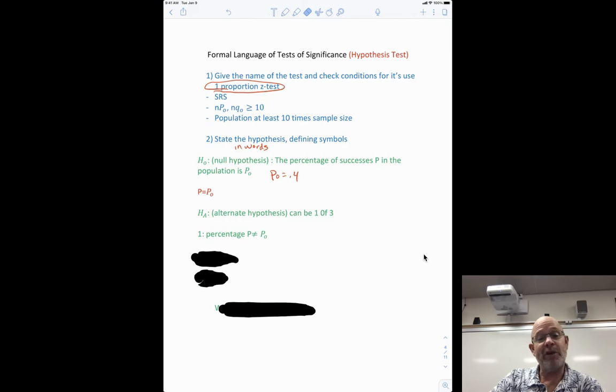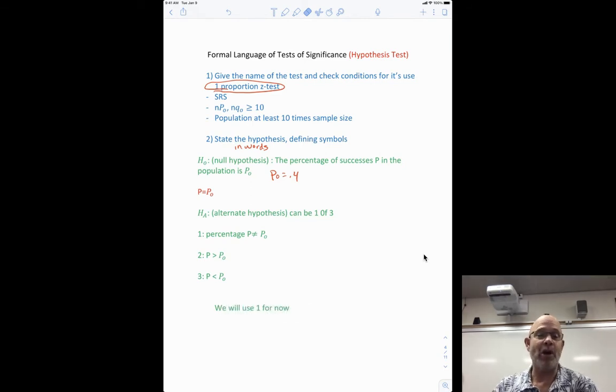The one we've done so far, the one we did yesterday, was P does not equal P naught. So we said P naught equals 0.4, and the alternate would be not equal to 0.4. You could also do greater than or less than. For now, we're going to stick with 1. The next lesson is actually how you do the greater than or less than. That might be important if we want to test to see if it's greater than or less than.